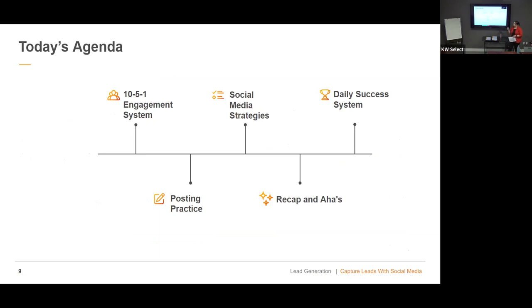We'll also be going over some posting practice, so just some best practices around what you should be posting and how much. So we're going to be looking at the 80-20 principle. If you've ever taken 6 personal perspectives or any of the other KW courses, we do talk about that a lot. And then we'll be going through some other strategies that you can use on social media to increase engagement, things like that.